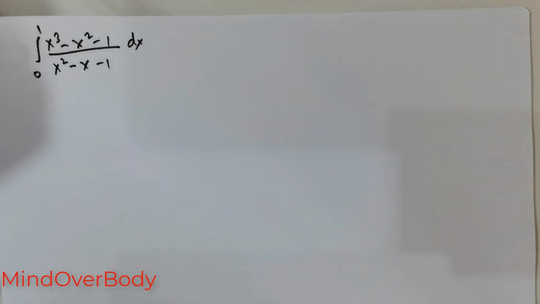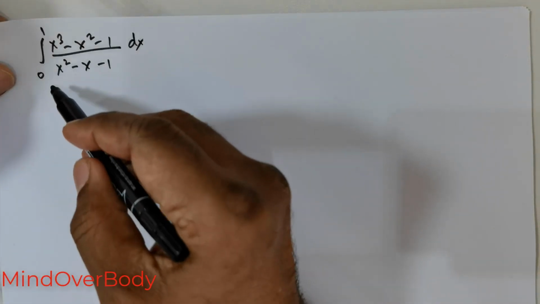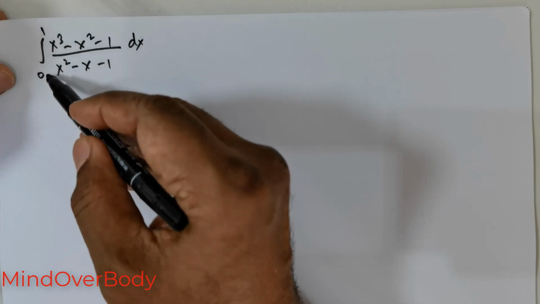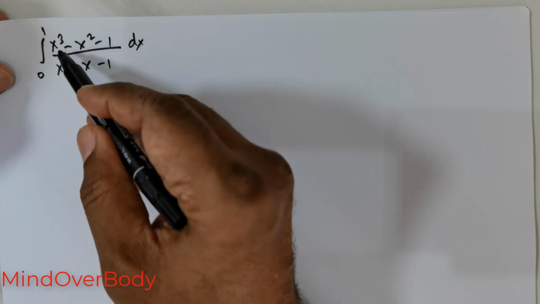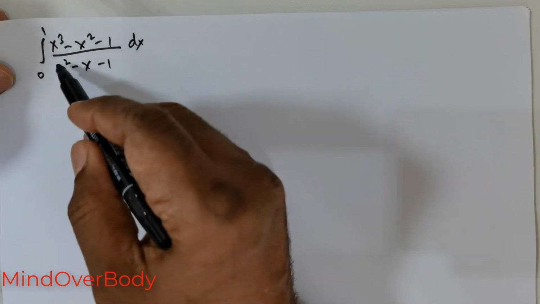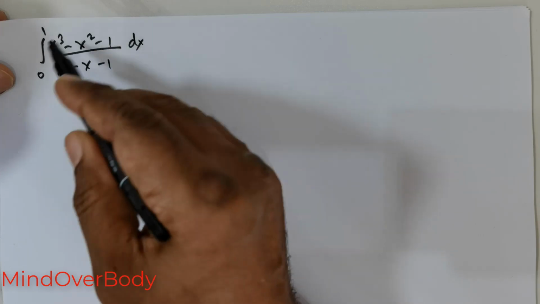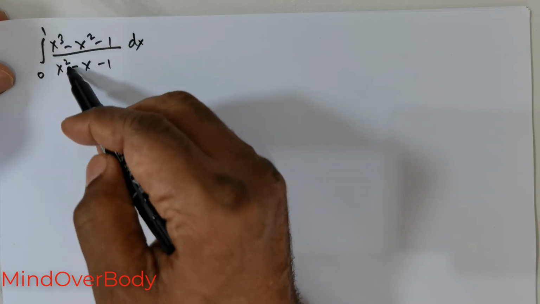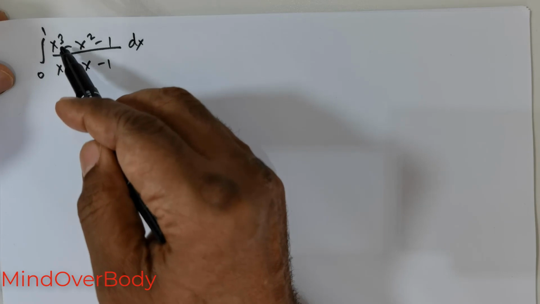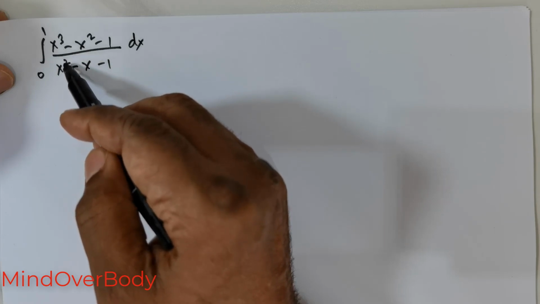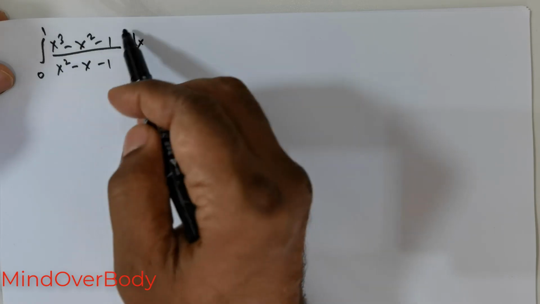Good day everybody. Today we have a beautiful integral question. Integral from 0 to 1 of (x^3 − x^2 − 1) divided by (x^2 − x − 1). Now this numerator is degree 3, the denominator is degree 2. So the degree of the denominator is lesser than the degree of the numerator.